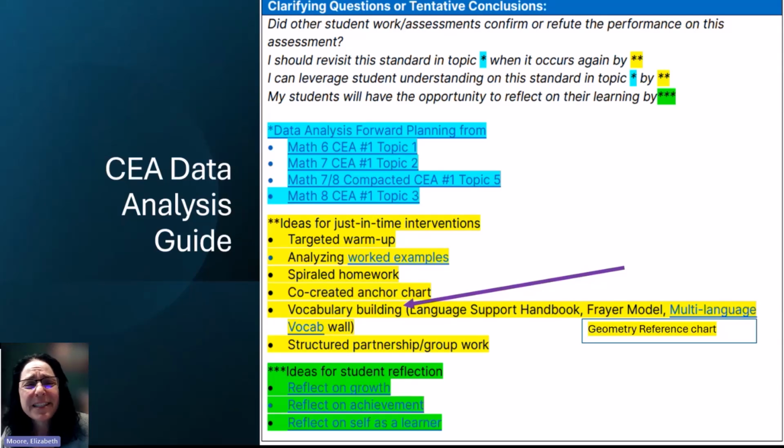We're going to start by talking about some of the features of vocabulary building that lend it to serving as a just-in-time support. And then we will go through and look at an example of how we might do this on the basis of some hypothetical CEA results.